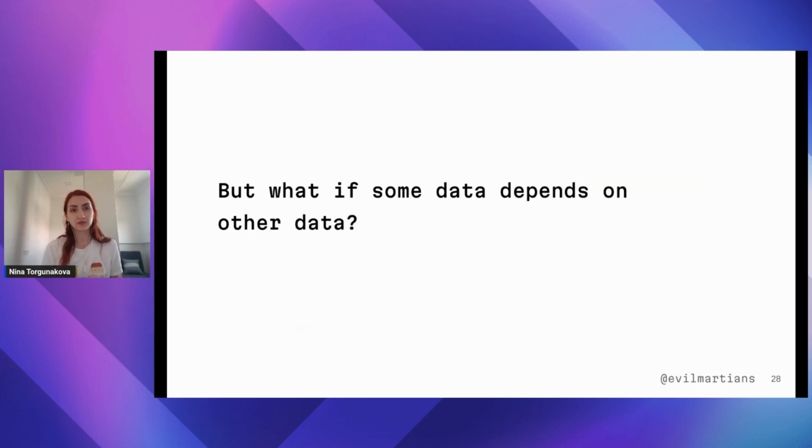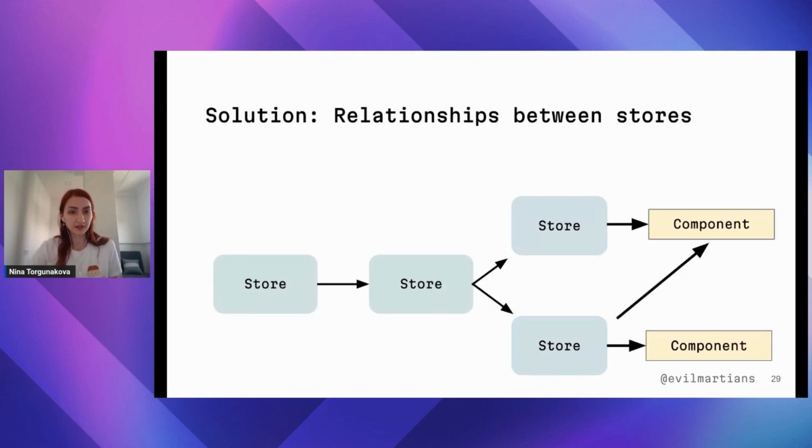But in the real world, we have more complex cases, including when some data depends on other data. And the solution for such cases in our model is simple. We just make our stores smart, so not only components can subscribe to a store's changes, but also stores can subscribe to other stores' changes. And in this way, we can handle cases when some data depends on other data.